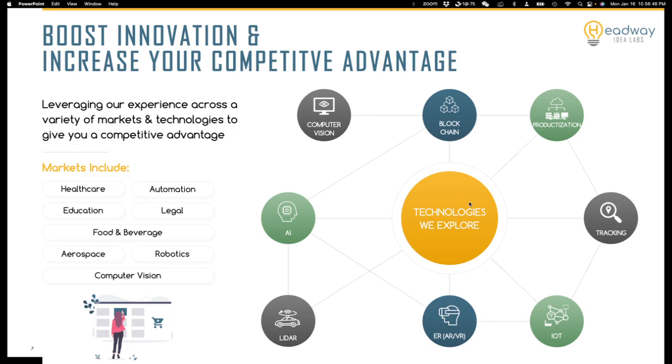Now, boost your innovation, increase your competitive advantage. And these are what I call disruptive technologies. And they can become very important in leveraging not only your effectiveness, but then also very appealing to investors. And they are also appealing to customers, and at times they can help you have a leading edge against competitors.